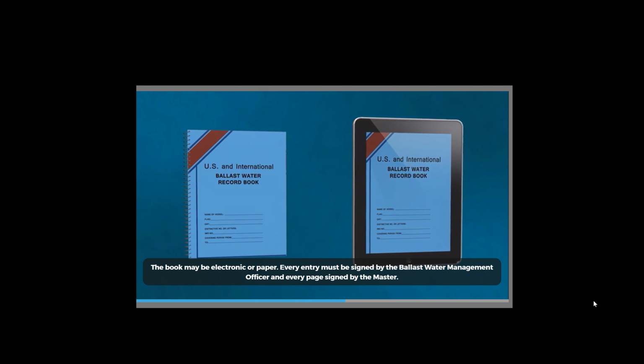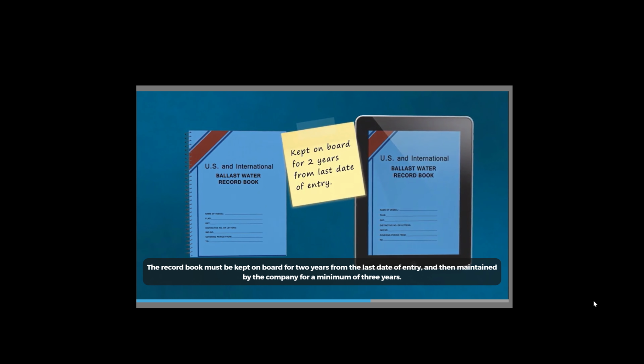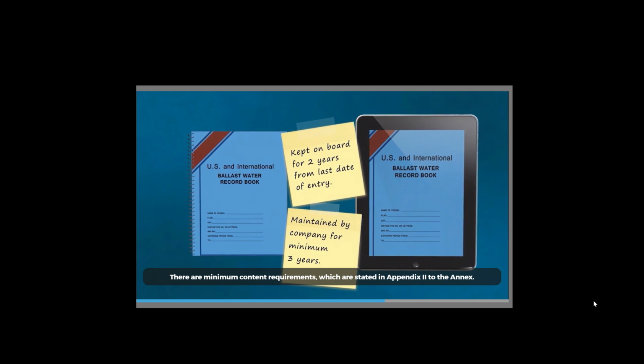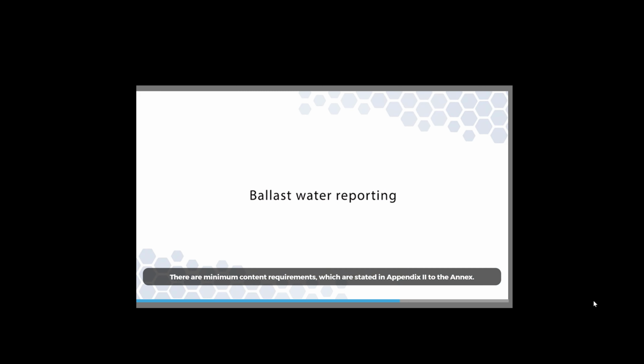Every entry must be signed by the Ballast Water Management Officer, and every page signed by the Master. The record book must be kept on board for 2 years from the last date of entry, and then maintained by the company for a minimum of 3 years. There are minimum content requirements, which are stated in Appendix 2 to the Annex.